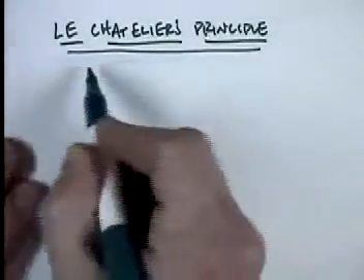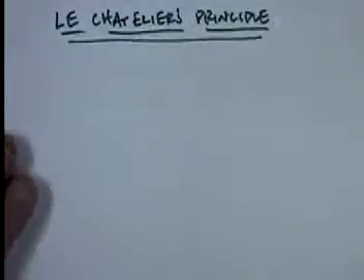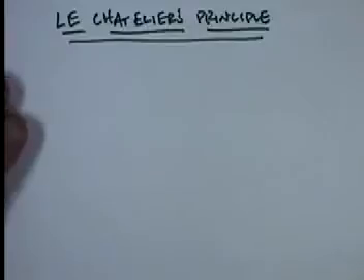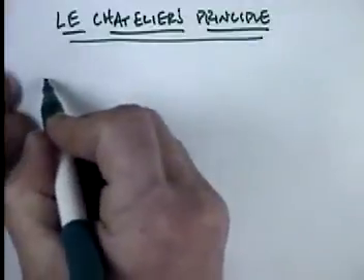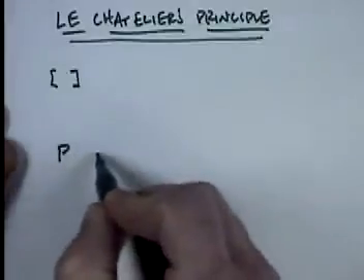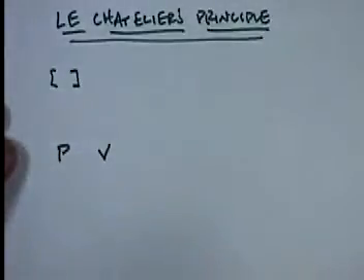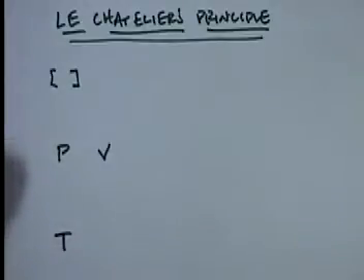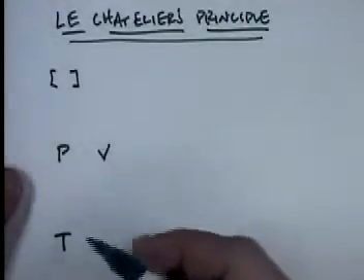Le Chatelier's principle can be used to guesstimate or to qualitatively predict. That means no numbers. Qualitatively predict how changes in concentration, changes in pressure, and therefore volume, because remember pressure and volume are inversely related to one another, and changes in temperature can affect how a chemical reaction will shift either to the left or to the right, to reactants or to products, depending on the change in that concentration, pressure, or temperature.